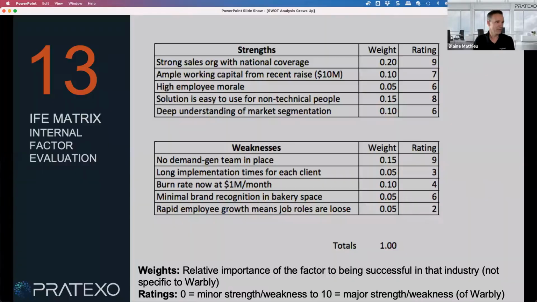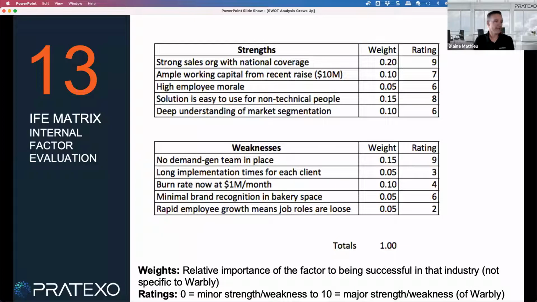It's not the point. And then you're going to add ratings. So is this a minor strength? Now you're talking about Warbley. Now, the first weighting factor was about success in the market. The second one is Warbley. So on a scale of 0 to 10, is this a minor strength or a minor weakness, or is this a major strength or weakness of Warbley?